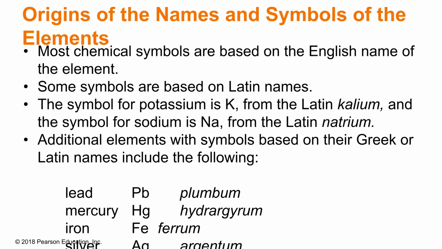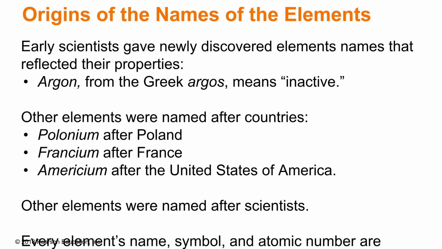Many chemical symbols are derived from English names, but others originate from Latin, such as kalium for potassium and natrium for sodium. Others, like lead or copper, also have ancient roots. Element names often tell a story. Some reflect properties, like argon, meaning inactive, while others honor countries like Poland, France, or America, or even famous scientists.